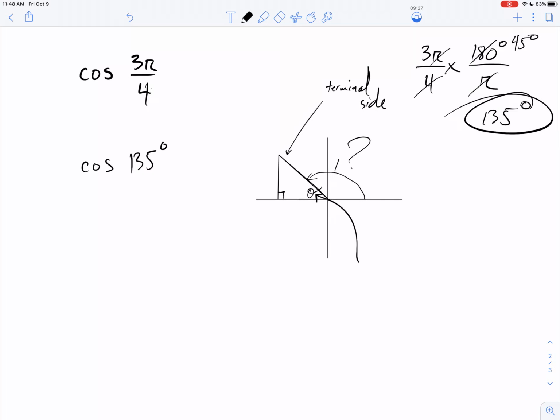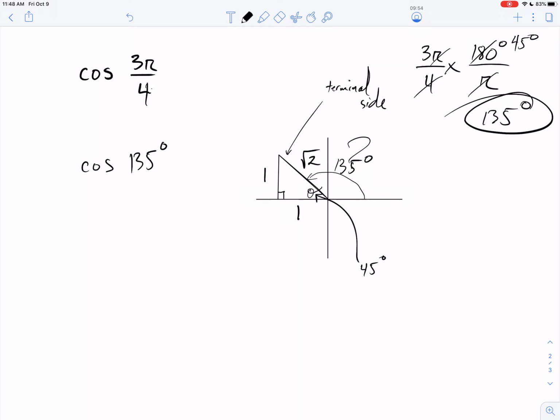Well, I know that this big angle is 135, so this little tiny one had better be 45, because I know that from here to here, that's 180 degrees. I'm going to get rid of that big arc. So guess what? If that's a 45 degree angle, opposite is a 1. Over here's a 1, and here's a rad 2.